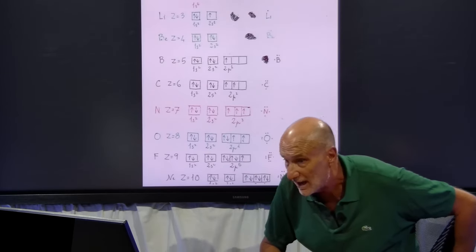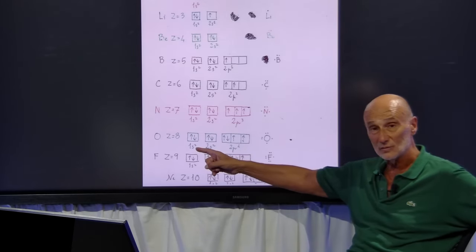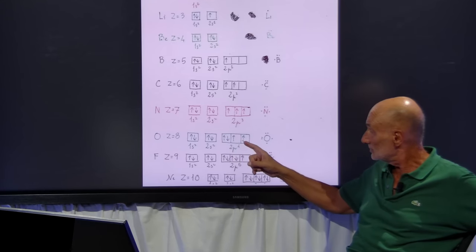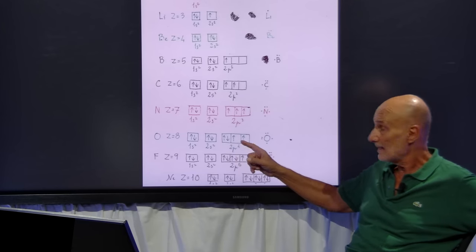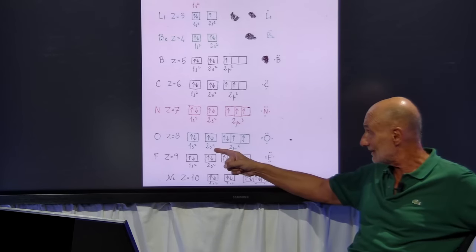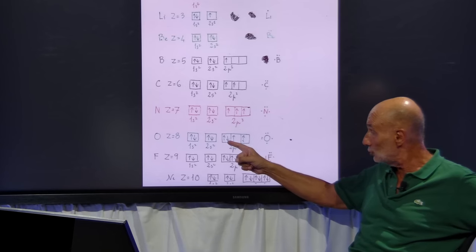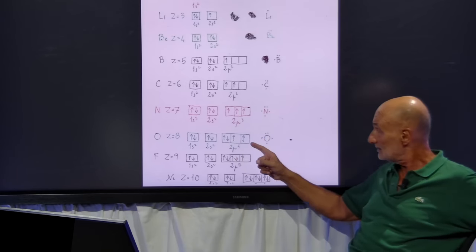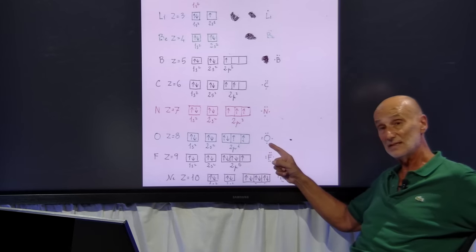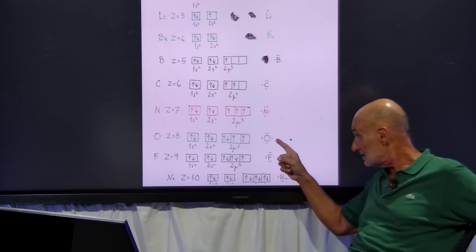So, we have an electronic structure, which is this one: 1s1, 1s2, 2s1, 2s2, 2p1, 2p2, 2p3, 2p4. The electronic symbol of oxygen is this one. These two electrons that are in 2s are this one. These two electrons that are in 2px are this one. This electron that is in orbital 2py is this one. This electron which is located in the orbital 2pz is this one.